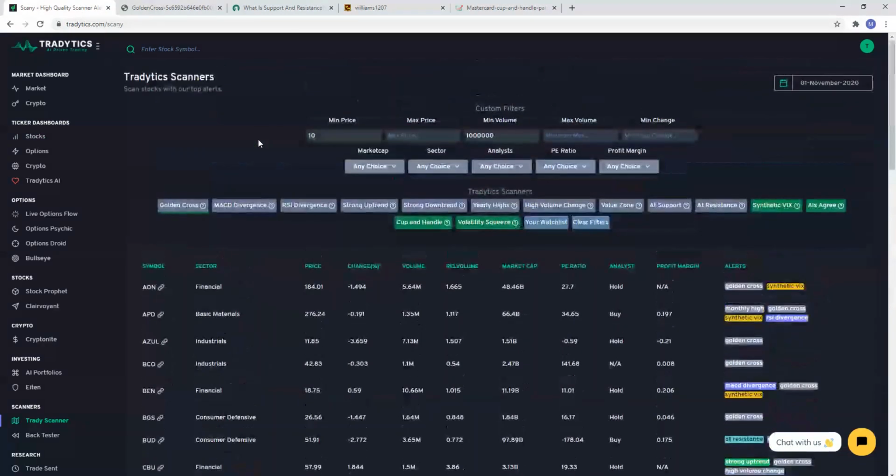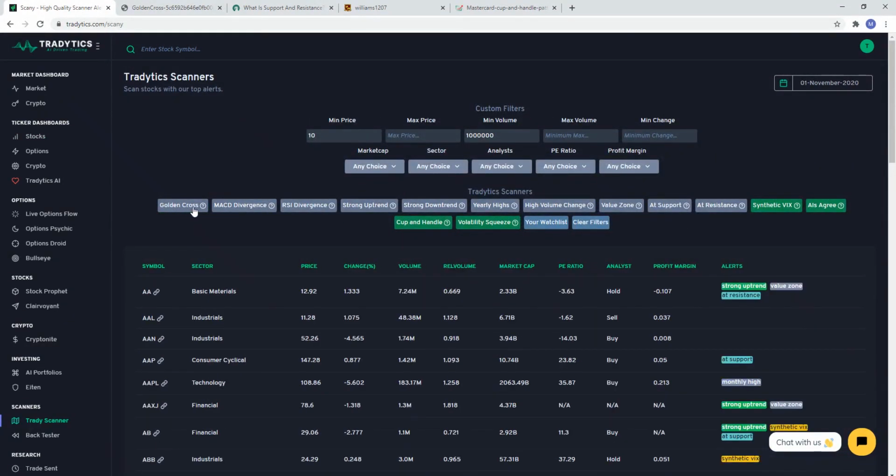The MACD divergence and RSI divergence are reversal signals that we will not discuss here. Please hover over the question mark icon to know more about these. Similarly, the next 4 alerts are also not useful for swing trading and we will skip them. Let us move to the value zone, which is a great filter when used with a conjunction of other filters.